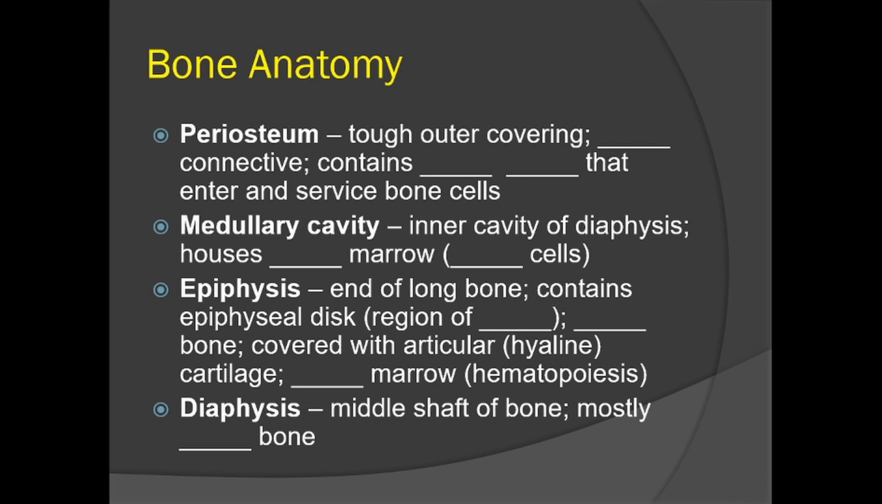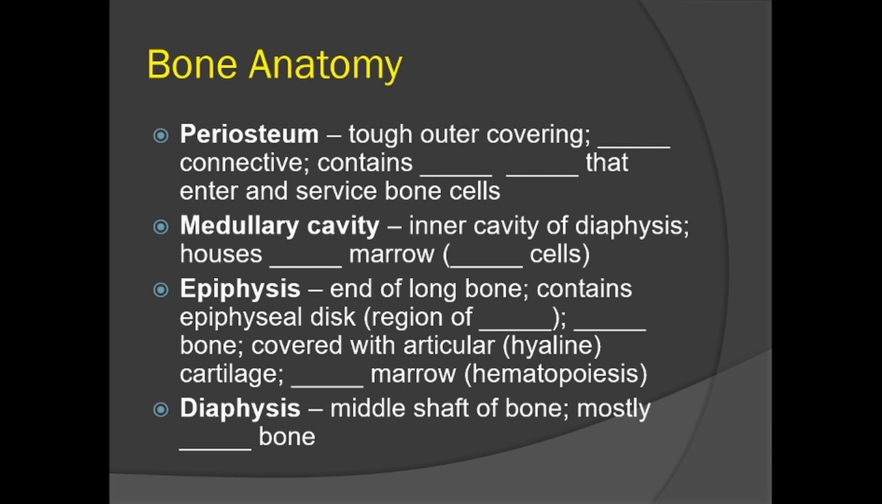So the periosteum is a tough outer covering, and peri means around, and that's why it's called that, because it's the outer covering that goes around the bones. It's made of tough fibrous connective tissue. It's very thin, but very tough as well. It contains blood vessels that enter and service the bone cells. So they're bringing in nutrients from the circulation, and they're bringing those nutrients into the bone cells that are within the bones themselves, bringing much needed nutrients and oxygen to the osteocytes, which are the mature bone cells.